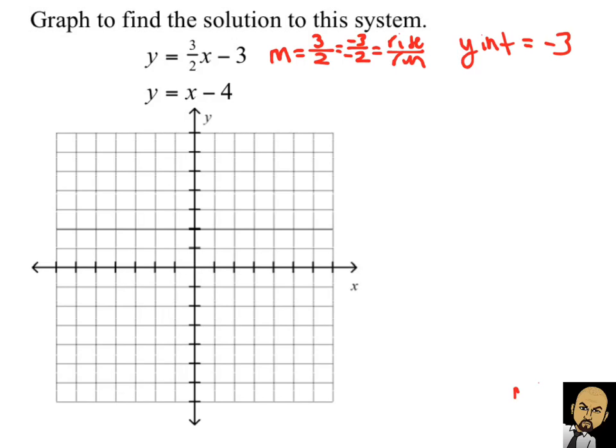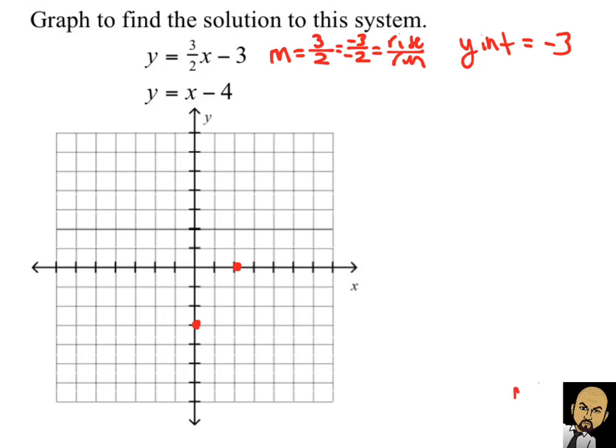So let's go ahead and use what we learned before and use the slope and the y-intercept to graph this equation. So first thing we do is we plot the y-intercept, which is negative 3. Remember, the y-intercept is the y value when x equals 0, and that's why it touches the y-axis. So from that point, we're going to rise positive 3 and we're going to run positive 2. And that gives us this point right there.